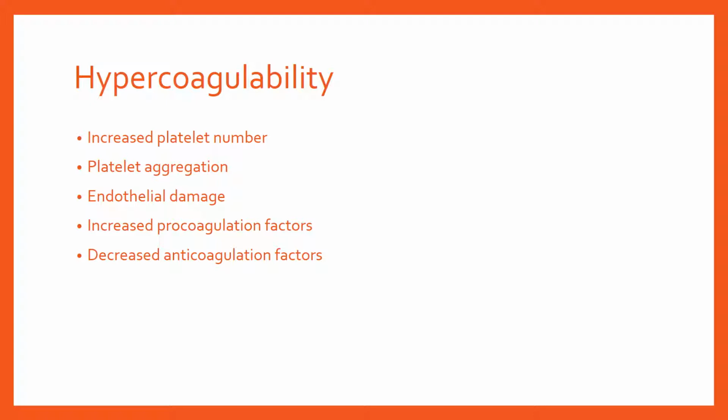Hypercoagulation disorders can be the result of several factors. One is an increased number of platelets, when you have too many platelets in the blood. Another is platelet aggregation, which means platelets are clumping too much together. Another is endothelial damage, and as I talked about, this can result in decreased production of several anti-clotting factors such as heparin or even tissue plasminogen activator, and increased procoagulation factors and decreased anticoagulation factors. Von Willebrand factor is part of this, but von Willebrand is also a consequence of endothelial damage.